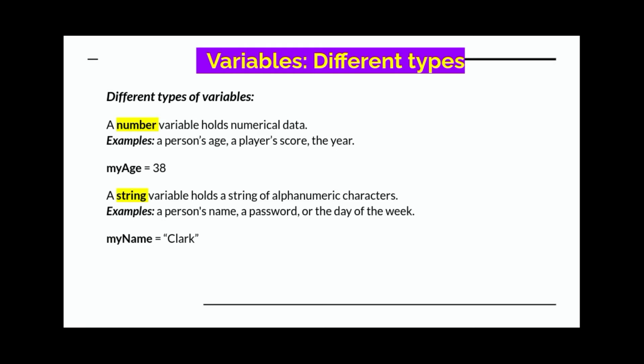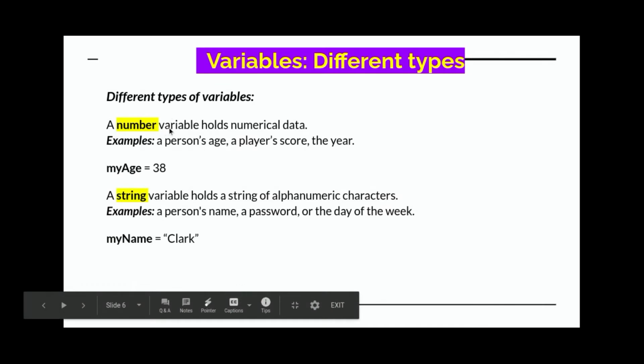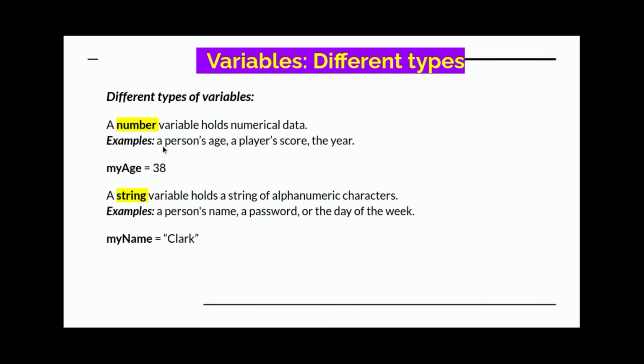The simplest one to understand is just a number variable. A number variable just holds some numerical data, meaning a regular old number. It could be a person's age, a player's score. If you're playing a video game and it's keeping track of your score, that could be a variable. The year, right? Right now, for instance, is 2020. So here's an example I wrote of a variable. It's called my age. That's how I would write it. Equals 38. That is my actual age right now. In about a month, it'll be 39.